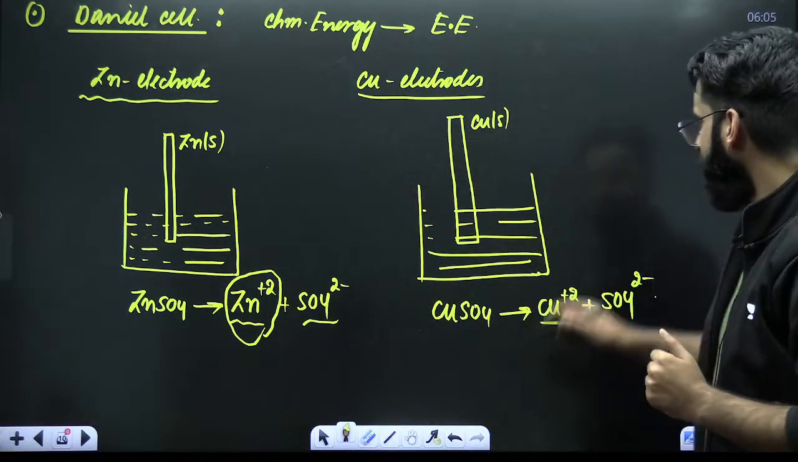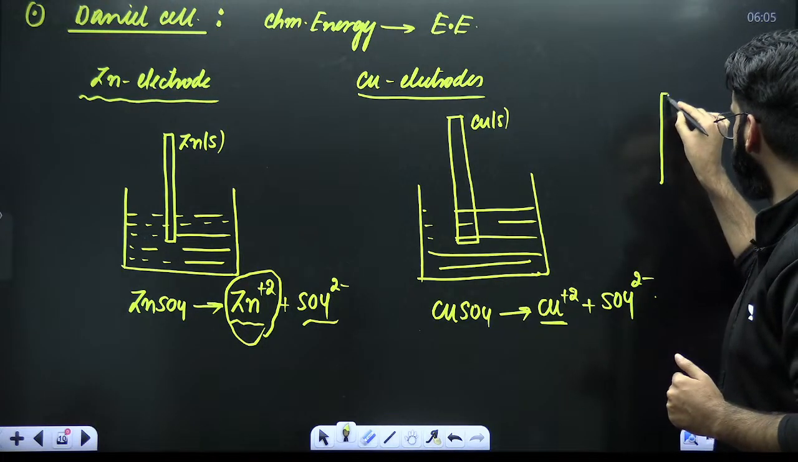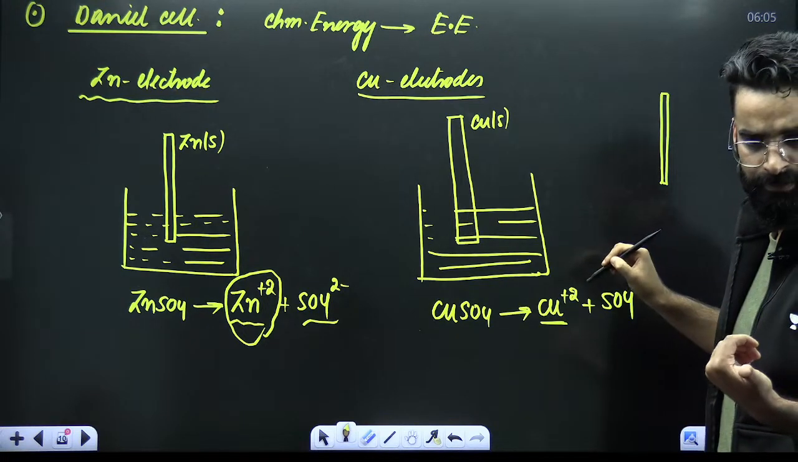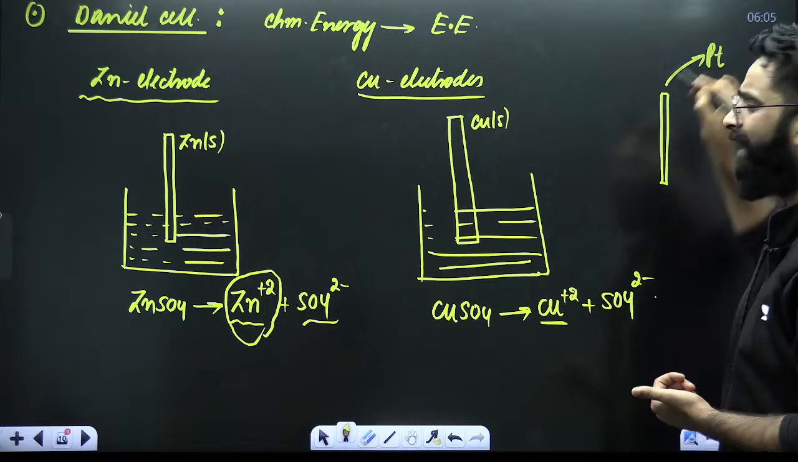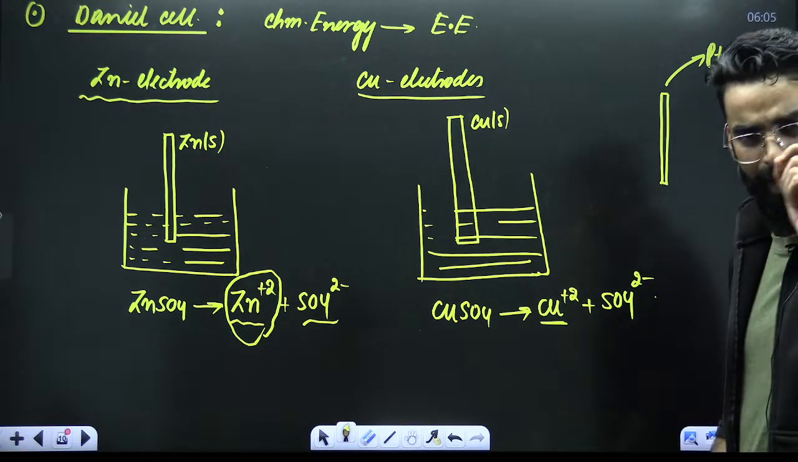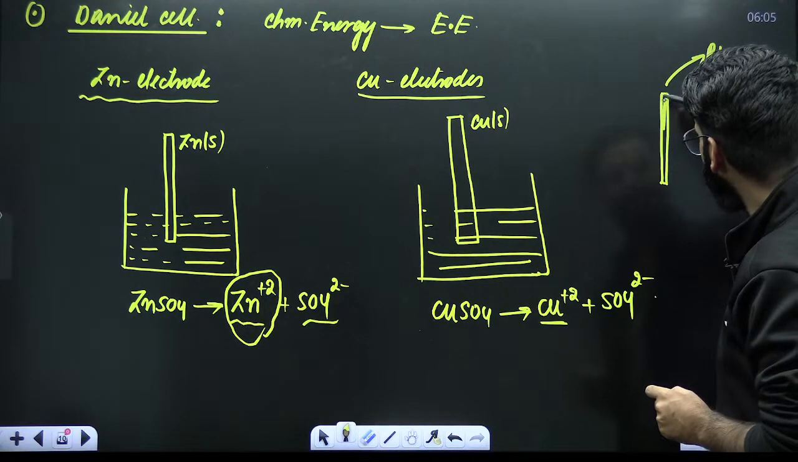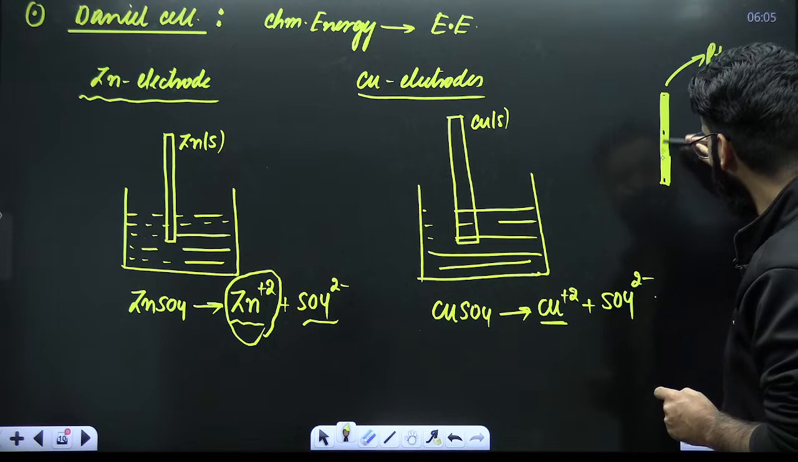See, guys, what exactly you shall be doing? You'll be taking a rod, which is going to be either platinum or graphite. Let's say I have taken platinum. My dear students, this platinum has a property associated with it. And what is that property?